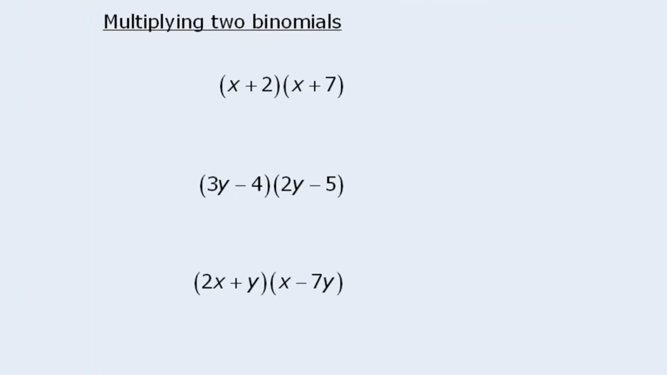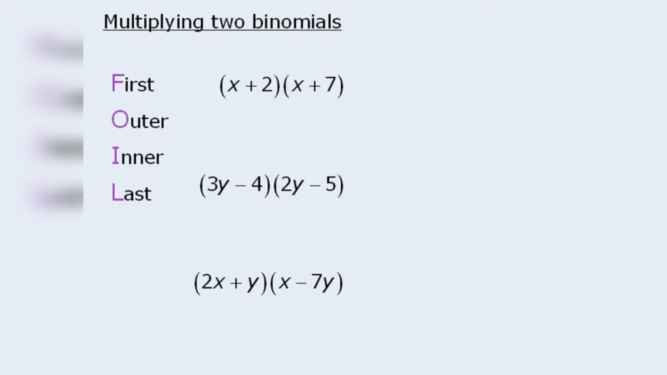In this lesson, we will examine a technique for multiplying two binomials, such as the ones shown here. To multiply pairs of binomials, we will use something called the FOIL method. FOIL is an acronym that stands for first, outer, inner, and last. Here's how the method works.